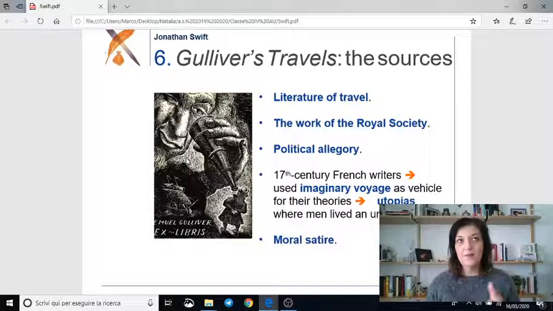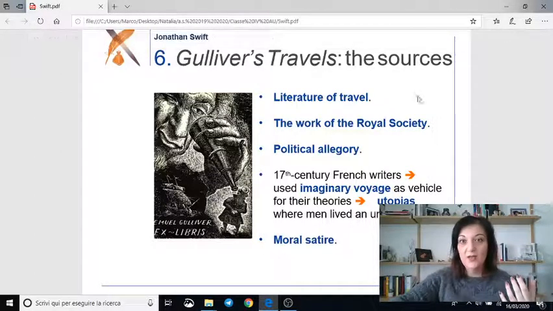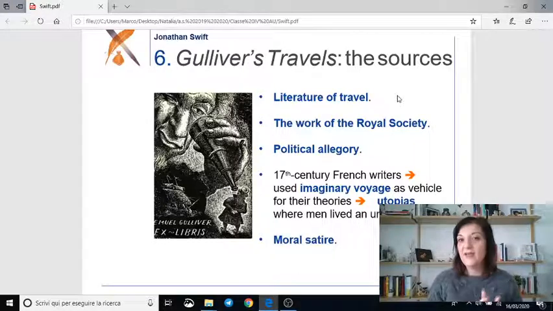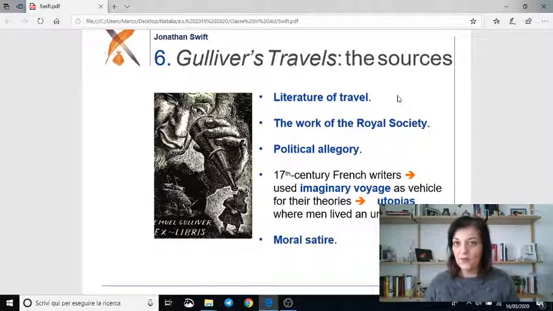The first, maybe the most obvious of them all, is the literature of travel, which was really very popular during that period. We have an example of literature of travel, as I have already said, in Defoe's Robinson Crusoe, and we know that these accounts of travels were very popular at Swift's time, and so he uses much of this genre of travel literature as a source of his novel.